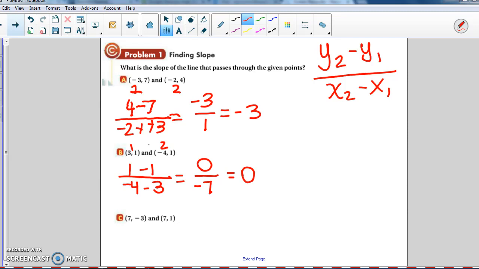And the last one, 1 minus negative 3 over 7 minus 7 is equal to 4 over 0. Anything divided by 0 is undefined.